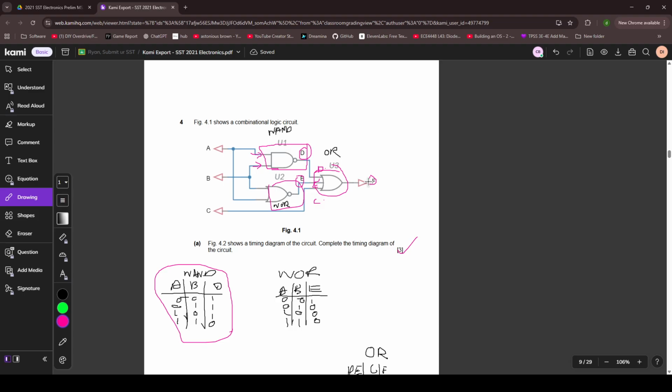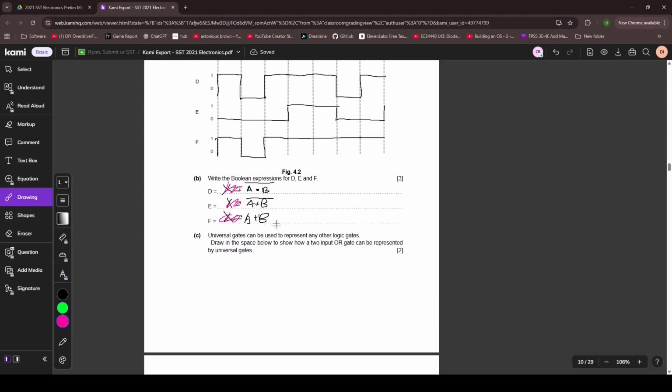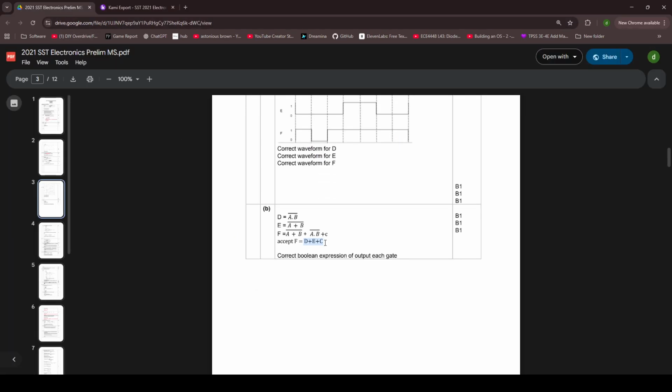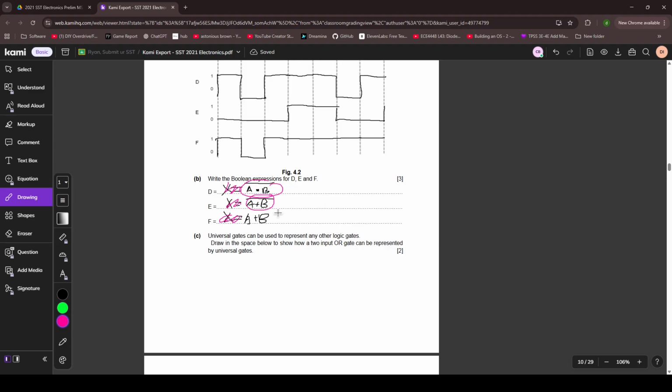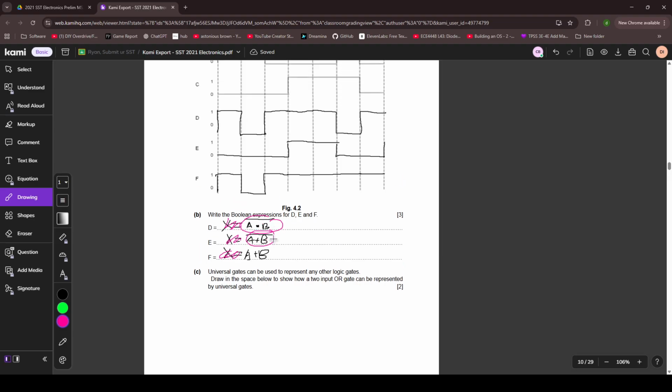So this is very simple. Then it will just be this plus this. But apparently they accept D plus E plus C. I disagree. Don't do this in your O levels. I disagree. Don't do it. It is not worth the risk. So it'll be this plus C.